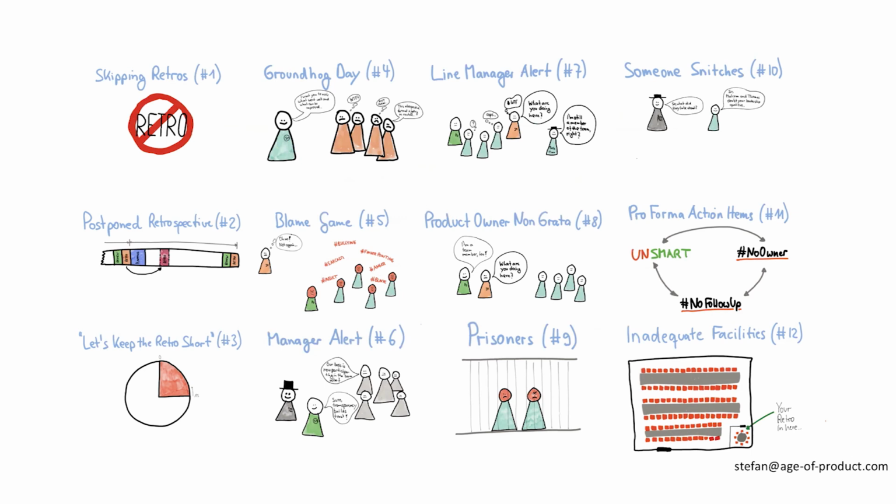Or people are forced to participate in the retrospective instead of volunteering to join the effort of the team to become continuously better. Someone snitches and shares confidential information with someone else, mainly the management. The team picks pro forma action items. They can be unsmart, there's no owner, and there's no follow-up. And last but not least, the facilities to actually host a retrospective are not very well suited for the kind of event that is going to take place.